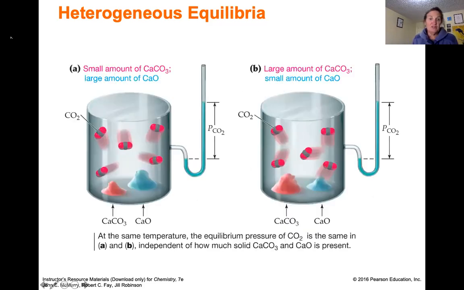So this is just showing you what a heterogeneous equilibrium might look like and how the quantities of the solids might be different. But as long as they're present, notice that you have the same equilibrium pressure of CO2, even though the pile of red calcium carbonate is much bigger on the left-hand side, and the calcium oxide is much smaller on the right-hand side. This shows you that it's their concentration, not the quantity present, and so you reach equilibrium at the same pressure of CO2.